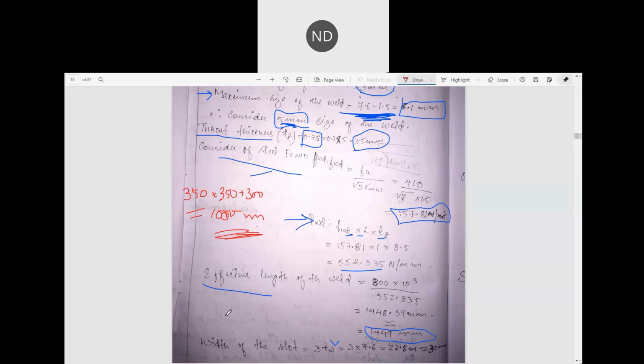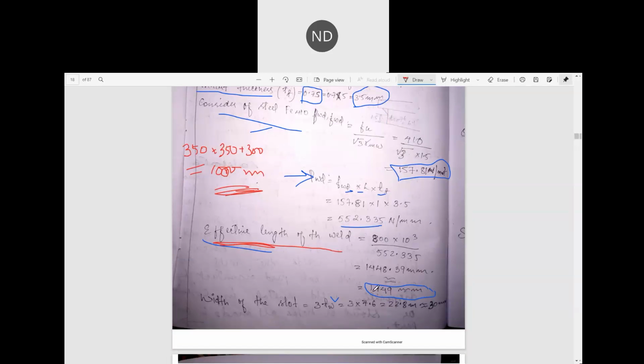But you see here, according to our design, when we calculated the effective length of the weld, we found that it should be 1449 mm. But according to our overlap, how much did we get? 1000 mm.